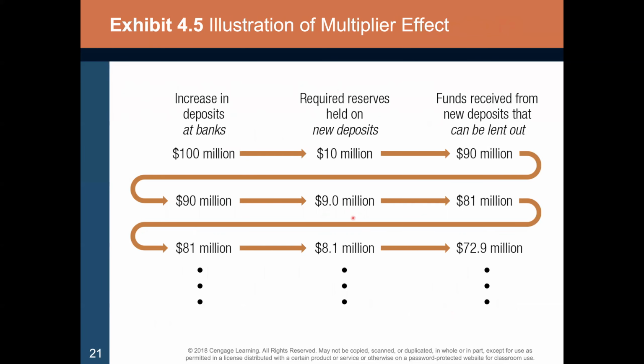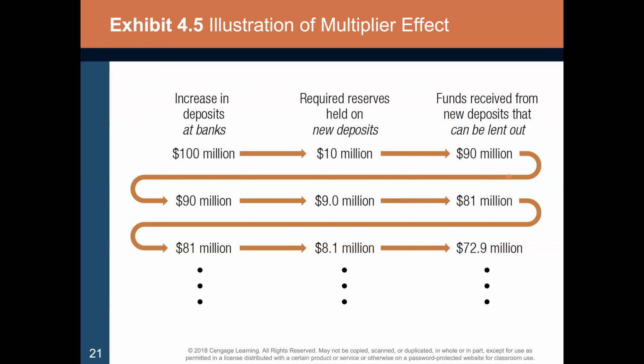So here's an illustration of what we call the multiplier effect. Let's start here, and we're going to end up down here. We've got an increase in deposits at a bank. Somebody walks in with $100 million cash and deposits it in the bank. The required reserves held on new deposits, we're assuming, is 10 million. So that would be 10%. Funds received from new deposits that can be lent out, 90 million. So they're going to lend out the 90 million.